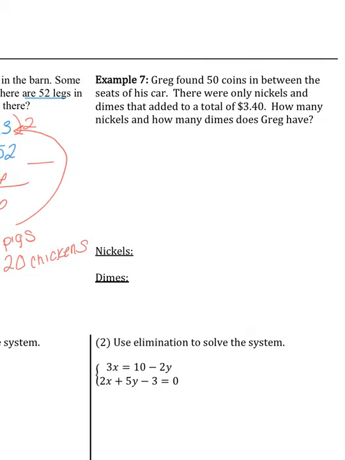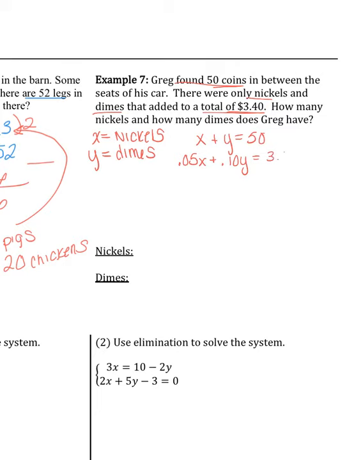So it's kind of the same concept with nickels and dimes, which is what we see in example 7. So in example 7, it says Greg found 50 coins. Okay, there's a total. Between the seats of his car, there were only nickels and dimes, and that's another total here. So we want to know how many dimes and nickels, so that would be my X and Y. So we'll say how many nickels, that comes first, so I'll just make that X, and Y will be dimes. Well, altogether, we know he's got 50, so X plus Y equals 50. Now we also know how much each is worth, right? So nickels are 5 cents, dimes are 10, and it added up to be $3.40.